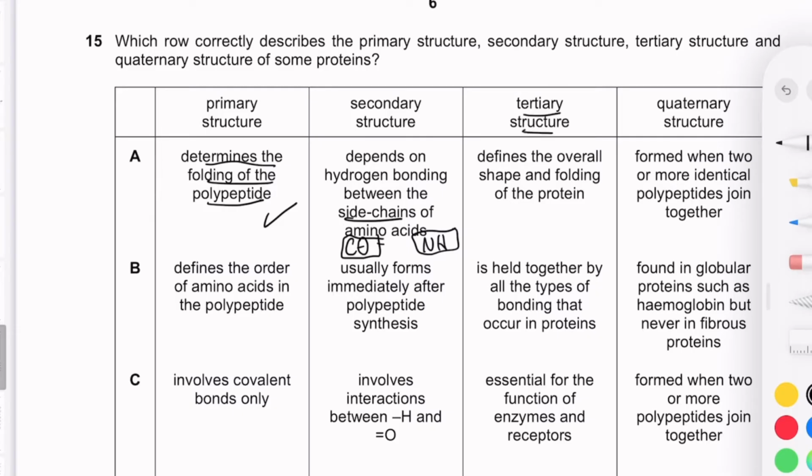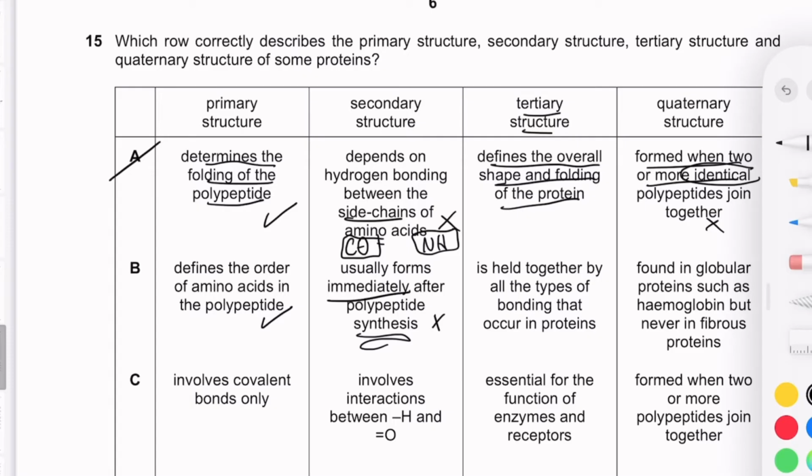Tertiary structure defines the overall shape and folding of the protein, and is formed when two or more identical monomers join, but not necessarily identical, so I would cancel it out because of both the primary, secondary, and quaternary structure. Defines the order of amino acids in the polypeptide. That is correct. Usually forms immediately after polypeptide synthesis, not necessarily. This is formed during post-translational modification, which takes some time, so it's not necessarily immediate.